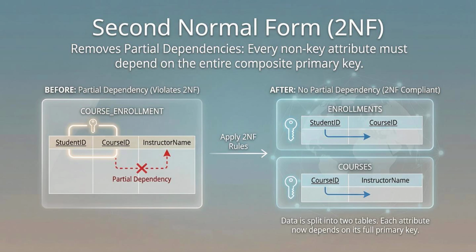To resolve this, we apply 2NF rules, splitting the data into 2 tables as shown in the after section. We now have enrollments with student ID and course ID as its composite primary key, and courses where course ID is the primary key for instructor name. Every non-key attribute now fully depends on its respective table's entire primary key, significantly enhancing data integrity and efficiency.